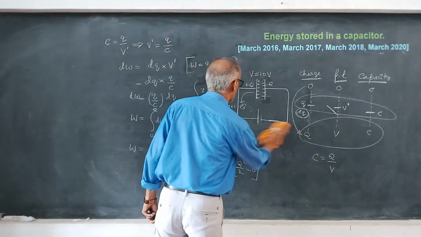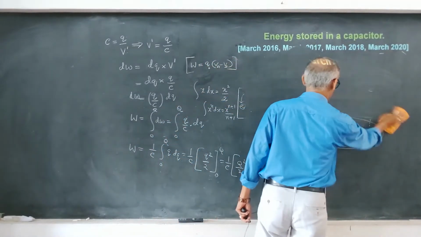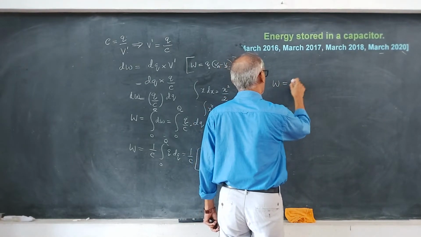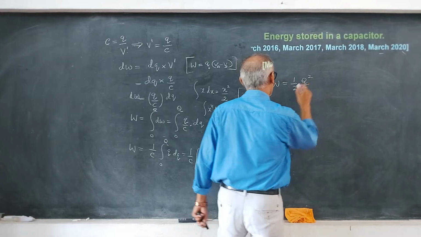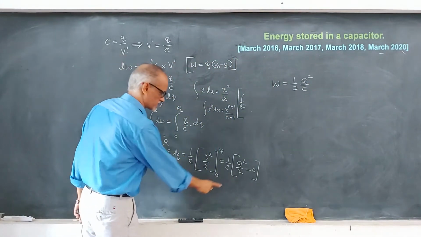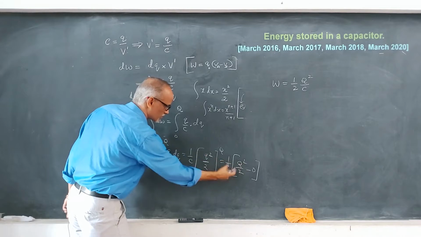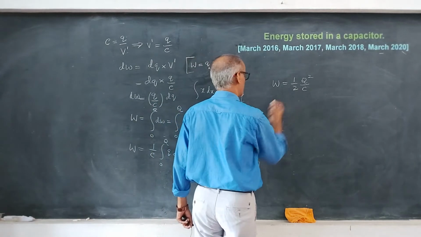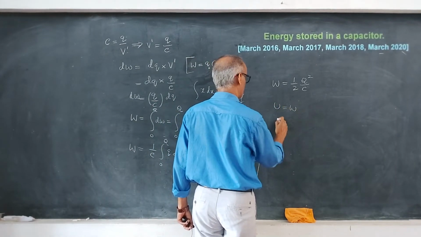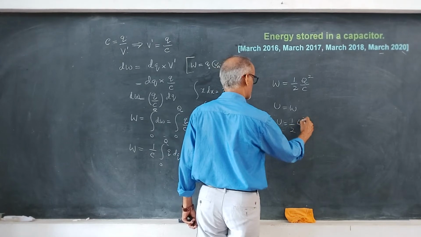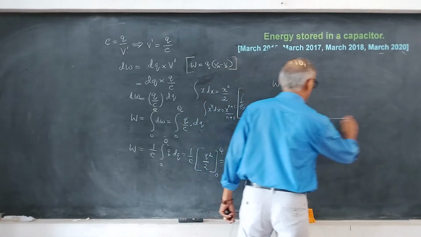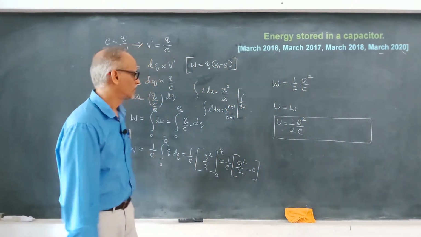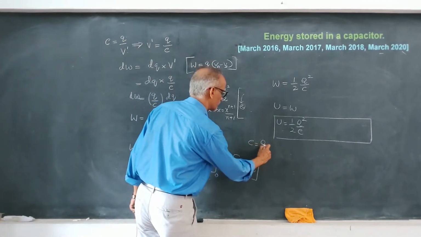The total work done is given by W is equal to half Q square by C. See, here it is, 1 by 2 is there, half Q square by C, correct. And this work done is stored as energy. Therefore, U itself is equal to W, so U is equal to half Q square by C is one of the formulas for energy stored in a capacitor. Are you clear?